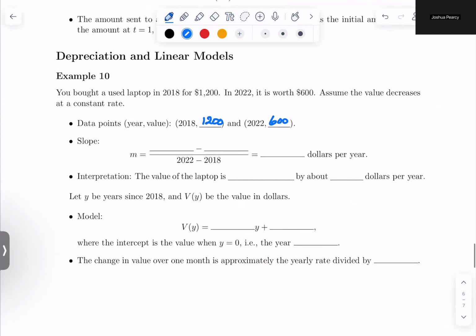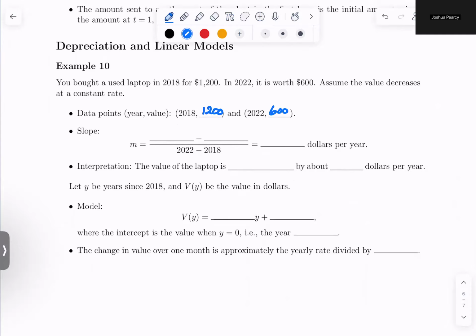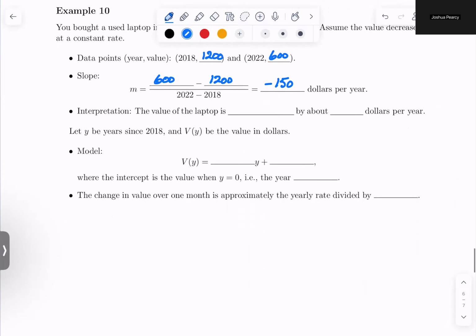So let's look at the slope. We're going to take the 600 minus the 1,200, divide by the difference in the years. And when I do that, I end up getting negative $150 per year. So again, this slope is negative. So that means that the value of the laptop is decreasing by about $150 per year.